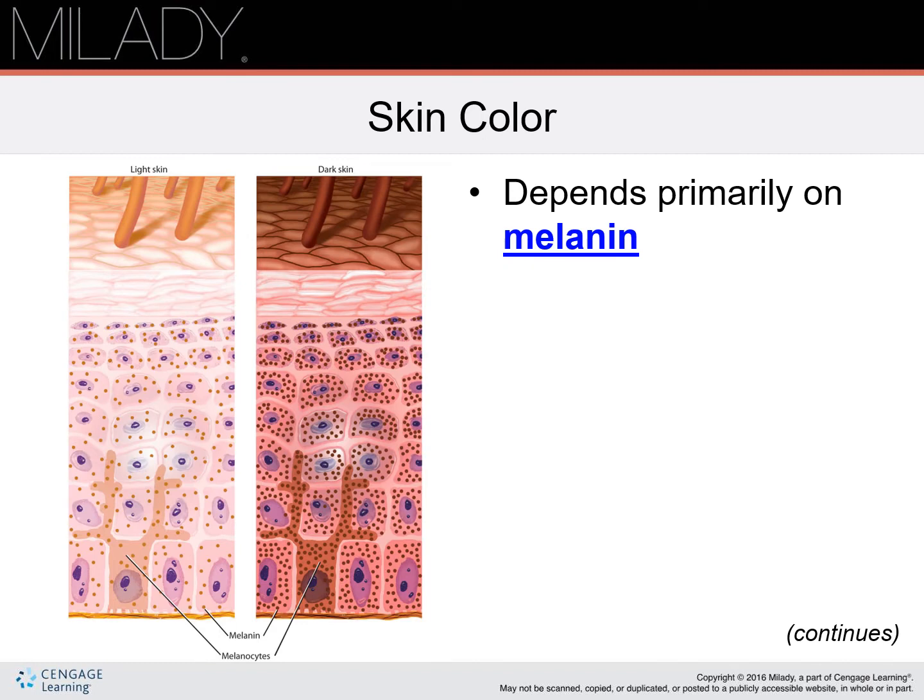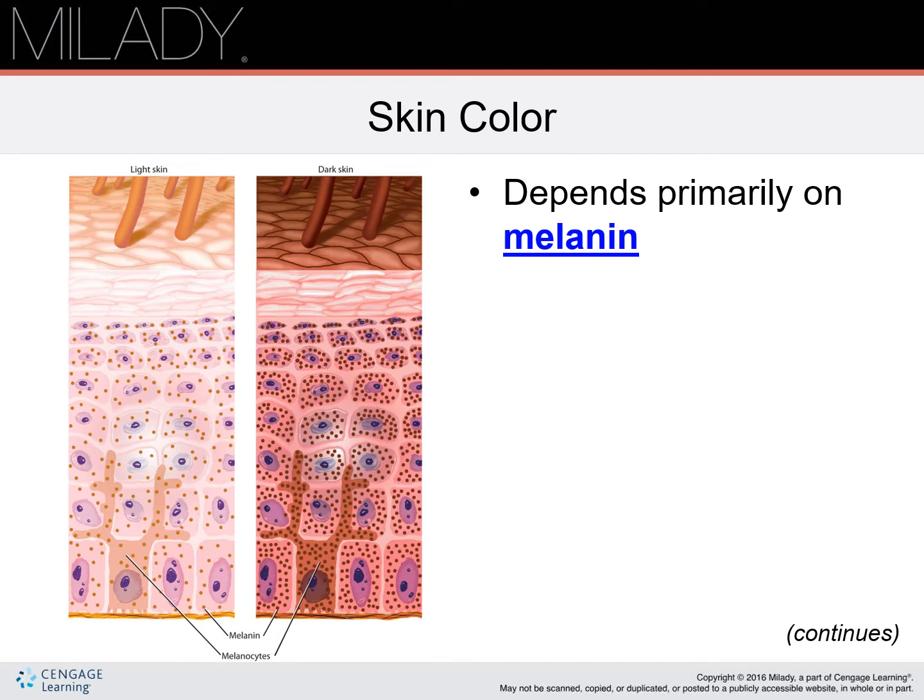Next up, let's talk about skin color. Skin color depends primarily on your melanin. The color of skin is a hereditary trait and varies among different races and different nationalities. Genes determine the amount and type of pigment produced in an individual.